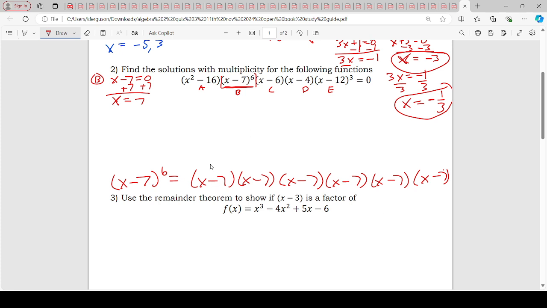And this answer, x equals 7. What about this one? x equals 7. What about this one? x equals 7. So how many times does 7 appear as one of my answers? 6. So I would write x equals 7 with a multiplicity of 6. I'm trying to save space. And that's how I do that.